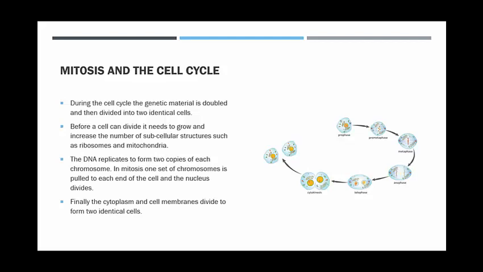The DNA then replicates to form two copies of each chromosome. So instead of the 46 normal chromosomes, you would have 92 chromosomes at that point in the cell cycle. And then in this process called mitosis, one set of chromosomes is pulled to each end of the cell, and the nucleus then divides. Once the nucleus is divided, the cell membranes and the cytoplasm divide around them to create two identical cells. And those will then have to grow and carry on the process, which is why we call it the cell cycle.